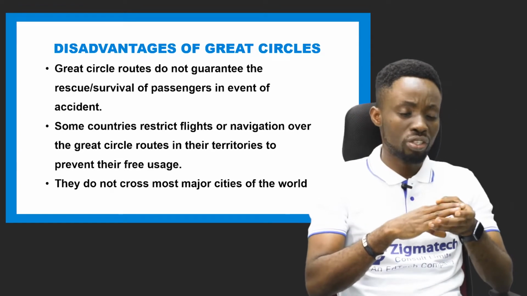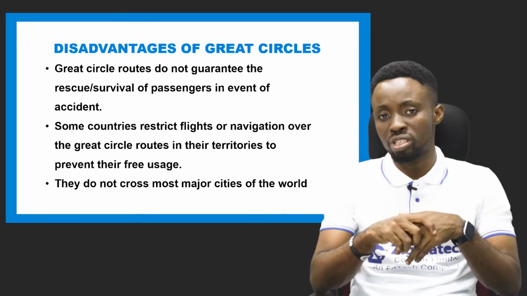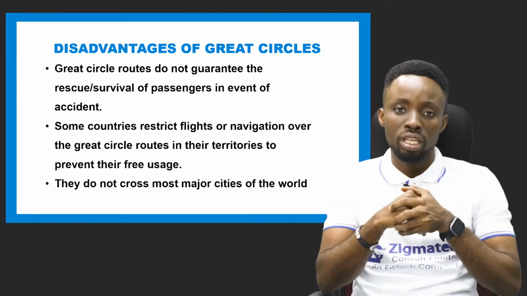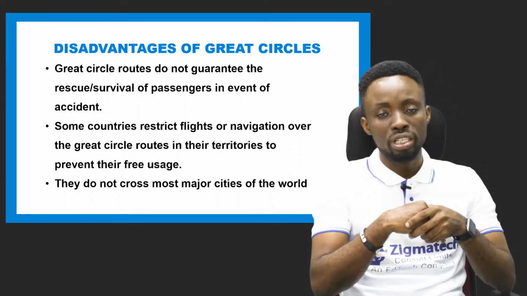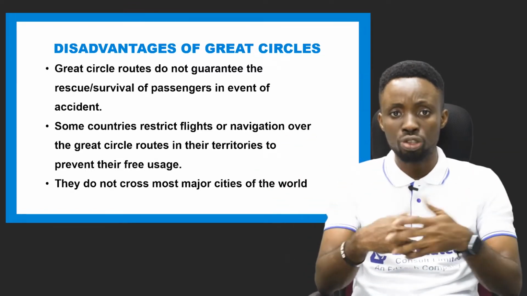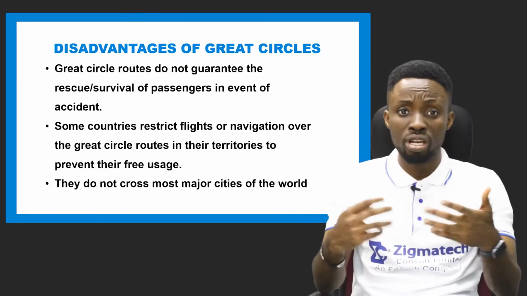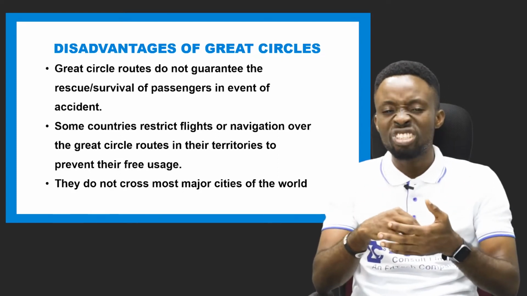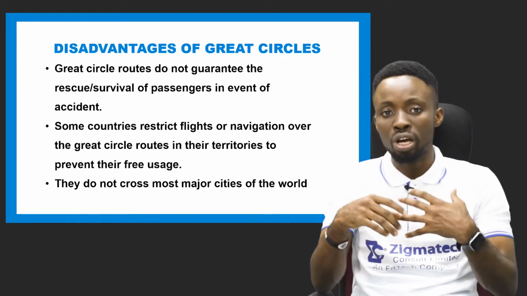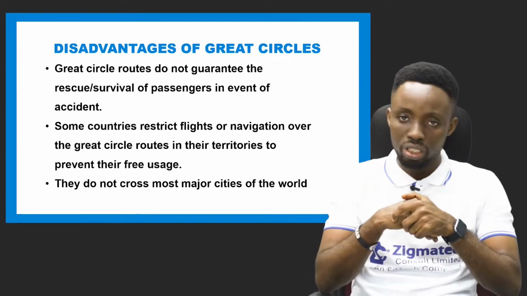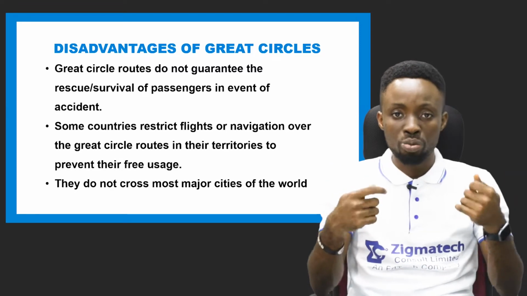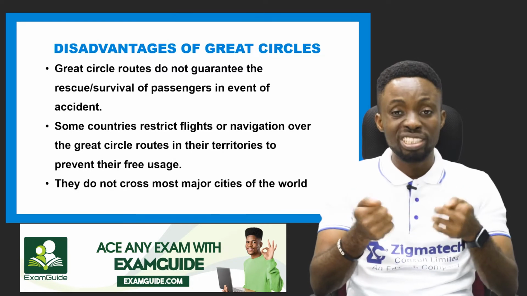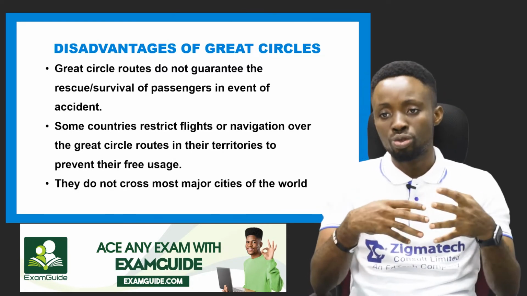And in terms of security, some countries restrict flights and navigation over their territories. Let's say, for instance, passing through Moscow, just an illustration. Maybe passing through Moscow is a great circle. The government of Moscow might decide to restrict flights from other countries going through their air route. So they will try to prevent people from using it for free. So this is also a disadvantage when it comes to great circles.